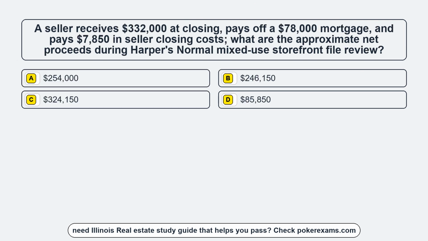Question 6. A seller receives $332,000 at closing, pays off a $78,000 mortgage, and pays $7,850 in seller closing costs. What are the approximate net proceeds during Harper's normal mixed-use storefront file review? Option A. $254,000. Option B. $246,150. Option C. $324,150. Option D. $85,850.